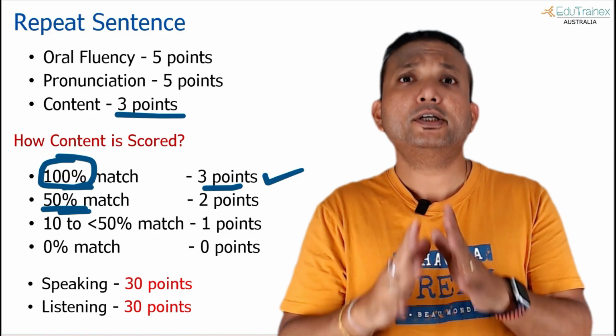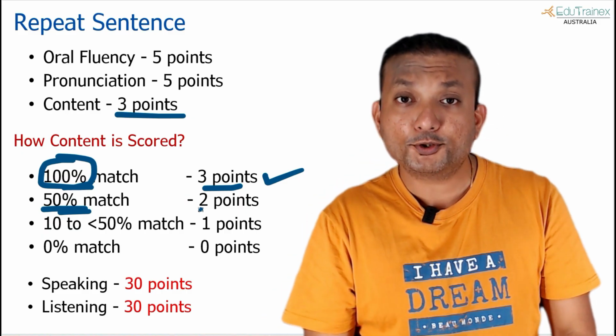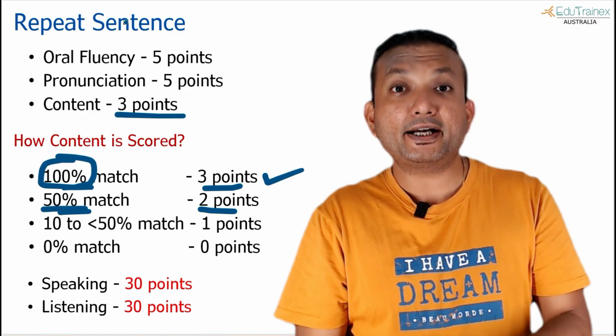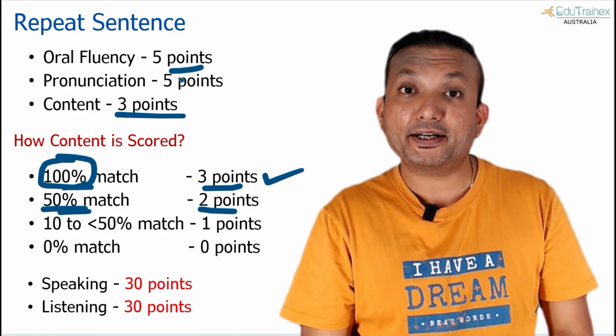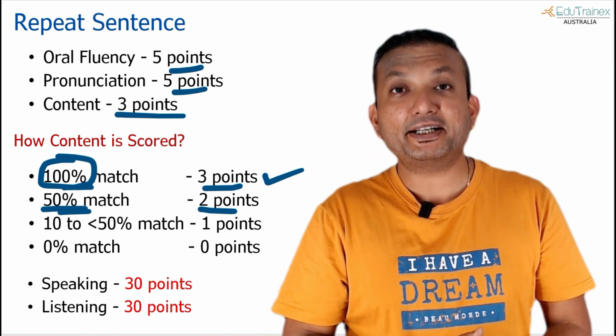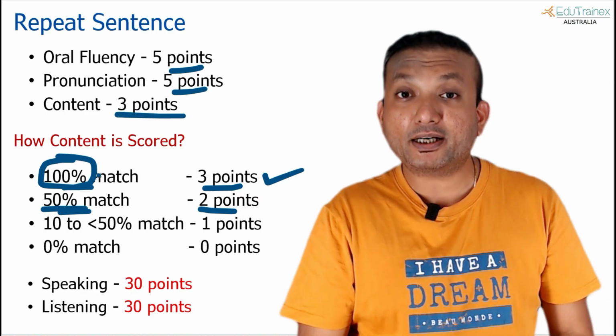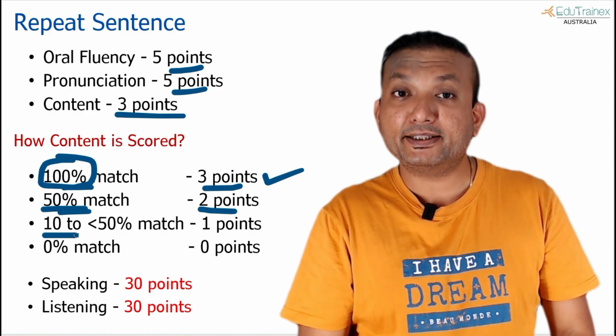But for people who are targeting 50s, 60s or 70s, try to range in this area. At least I have to speak 50% of whatever I heard, fluently. I can still get 2 points out of 3 for content, and if you maintain the fluency part and the pronunciation part, you can still get a high score. 12 out of 13 is still above 90%. So this is the range you have to target. None of you should target in this other range.